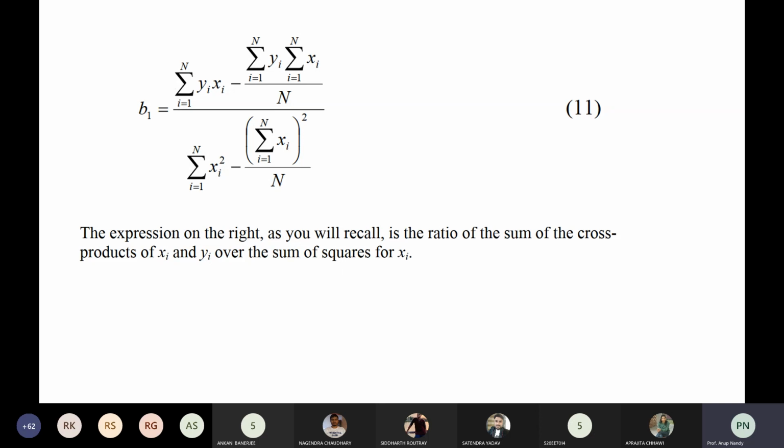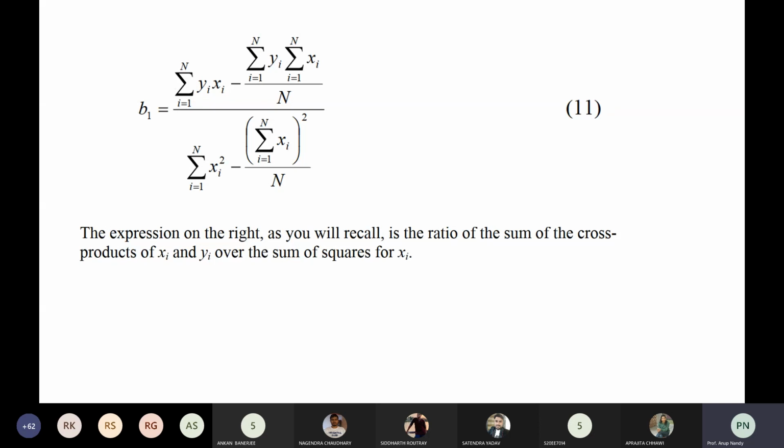As you can see, in the expression for b1 you cannot find any b0, so it can be easily evaluated. You know the values of xi and yi, and you know the values of x bar and y bar. You can easily compute it. And the expression on the right, as you will recall, is the ratio of the sum of the cross product of xi and yi over the sum of squares for xi.